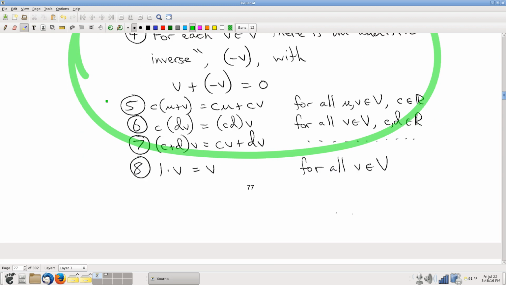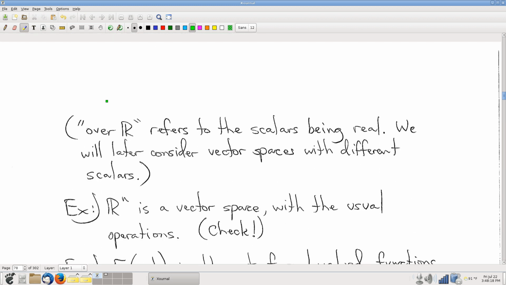Okay, so this is our thing called a vector space over the reals. We've already made this note. Over the reals means that the scalars are real. For the moment, we're going to consider only real scalars. Later in the course, we will consider vector spaces that have different scalars. That will be significantly in the future, and we'll worry about that then.